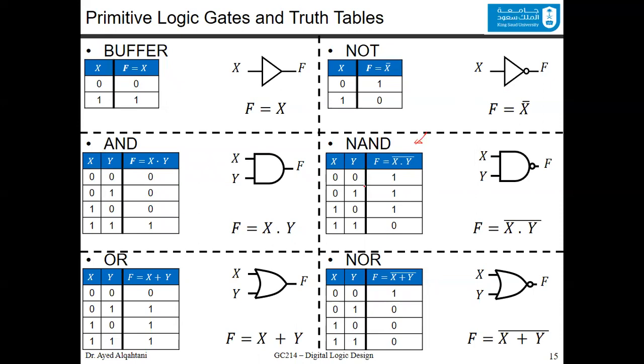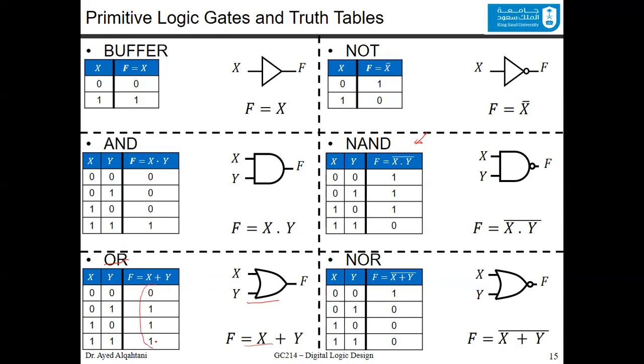Now, to write the function for the NAND, the function is X ANDed with Y, all bar, indicating the complement of the resulting AND. So you say X ANDed with Y, all bar. This is the function of the NAND. We know the OR truth table, its symbol and its function. The NOR is the opposite.